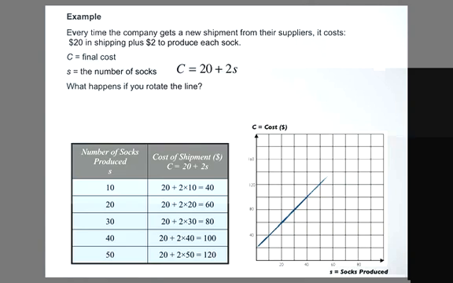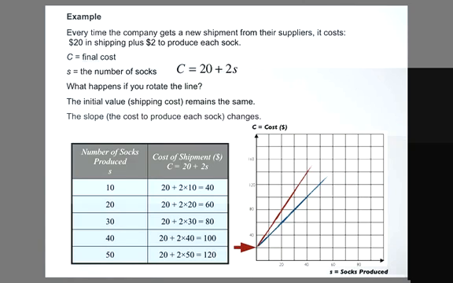What happens if you rotate the line? So if we make the line steeper, the initial value, or the shipping cost, remains the same, but the slope, or the cost to produce each sock, changes.